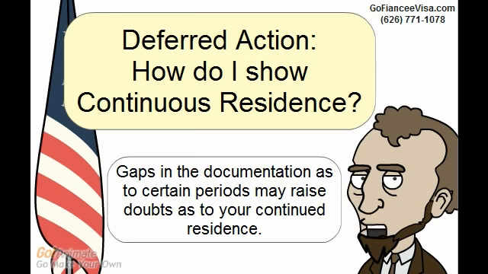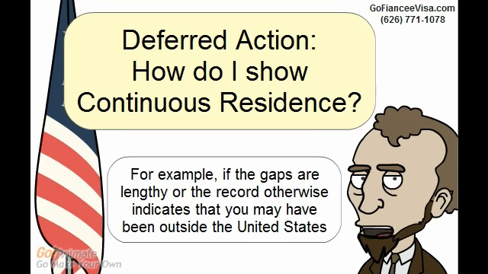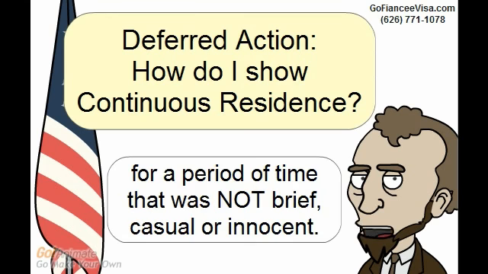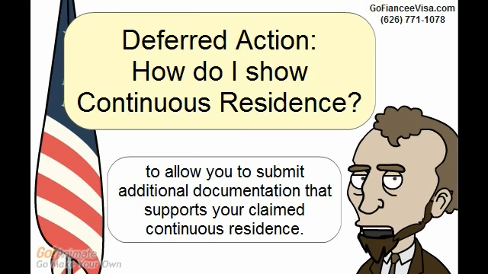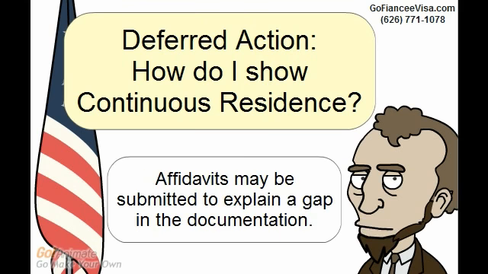Gaps in the documentation as to certain periods may raise doubts as to your continued residence. For example, if the gaps are lengthy or the record otherwise indicates that you may have been outside the United States for a period of time that was not brief, casual, or innocent. If gaps in your documentation raise questions, the agency may issue a request for evidence to allow you to submit additional documentation that supports your claimed continuous residence.